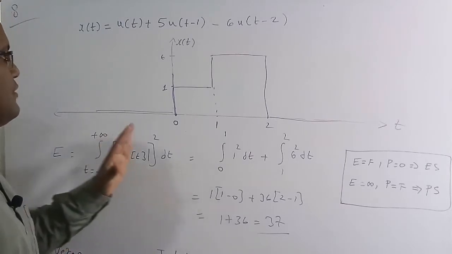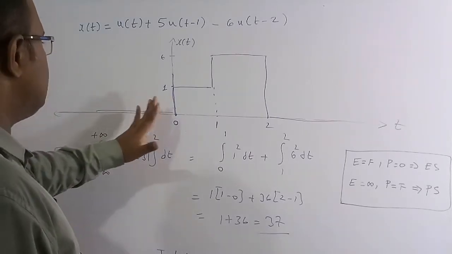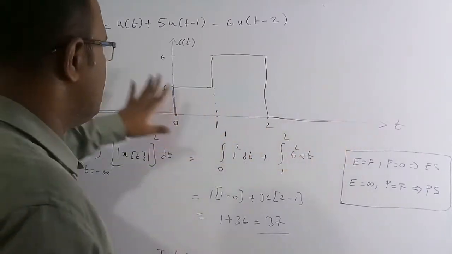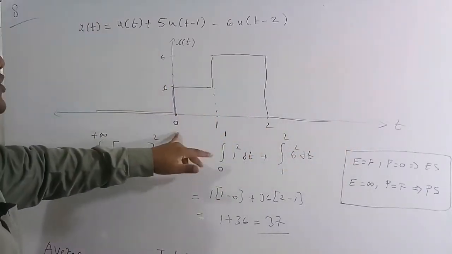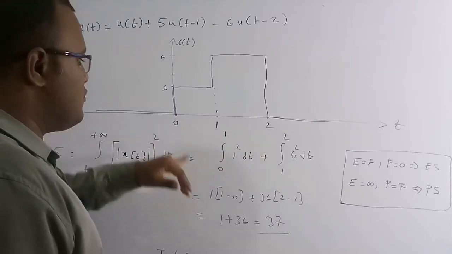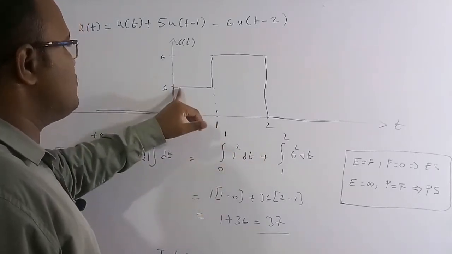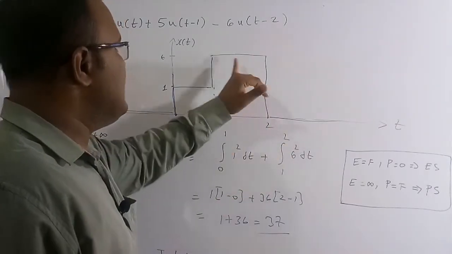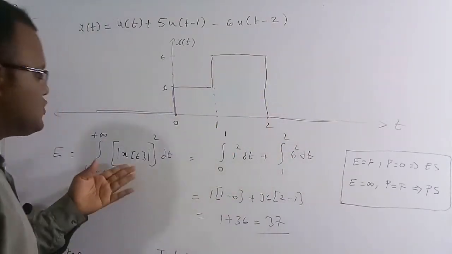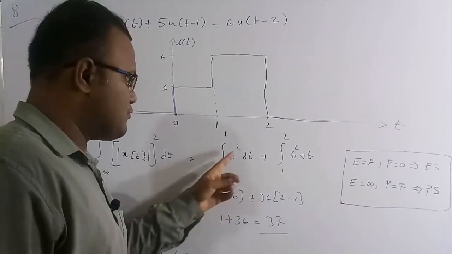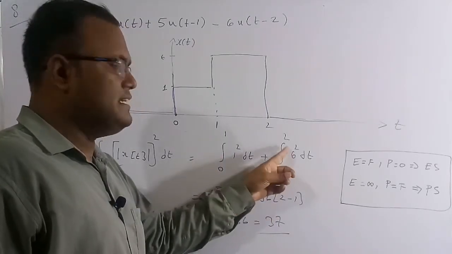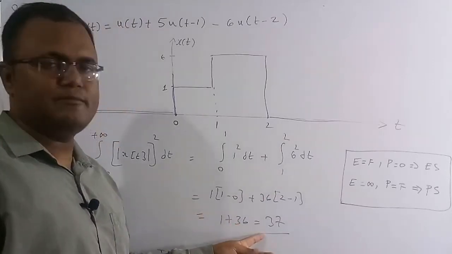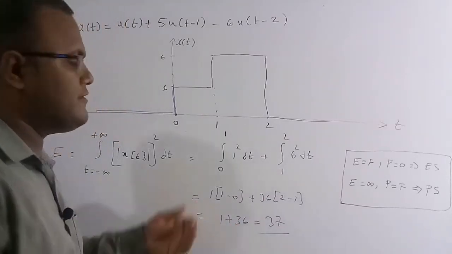Here we are going to split the integral, because for t less than 0 it is 0, and for t greater than 2 it is also 0. So the function has a non-zero value only from t is equal to 0 to 1 and 1 to 2. So we split from t is equal to 0 to 1, where the value is 1, so we need to do the square, 1 square dt. And similarly from 1 to 2 its value is 6, but we need to do the square, so 6 square dt. So 1 square into 1 minus 0 plus 6 square, which is 36, into 2 minus 1. So 1 plus 36 is nothing but 37. So energy is equal to 37 units.